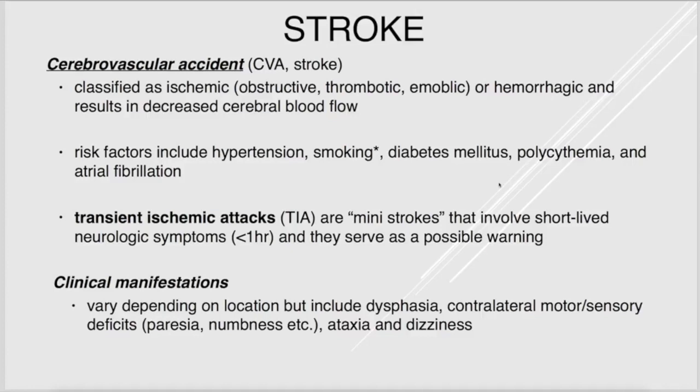TIAs, transient ischemic attacks, these are mini strokes, and I call these your get-out-of-jail-free card because they might serve as a possible warning to something bigger, like a stroke. But basically, these are short-lived neurologic symptoms, typically lasting less than an hour, and they have to resolve within 24 hours to be a true TIA. Clinical manifestations: you'll have contralateral motor and sensory deficits, numbness, paresis, ataxia, problems walking, confusion, problems speaking, dysphagia, dizziness. I use the little acronym in class, FAST: face, arm, speech, and time. Again, it really depends on where the stroke is occurring as far as these manifestations, but these are kind of the general ones.